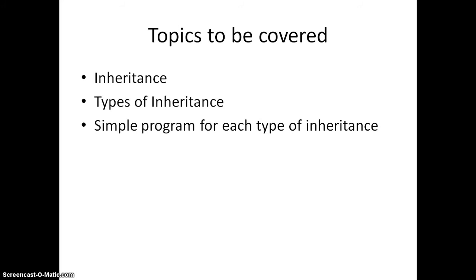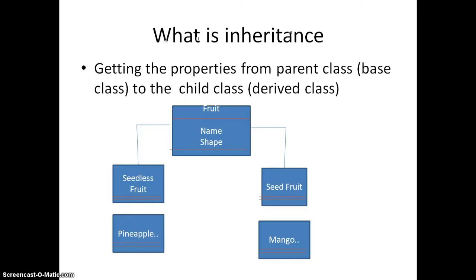In this video, we are going to discuss inheritance and the different types of inheritance, with a sample program for each type. So, what is inheritance? It gets the properties from the base class, which can be reused or extended by the derived class. The base class is the existing one and the newly created class is the derived class. The base class can be called the parent class and the derived class can be called the child class.